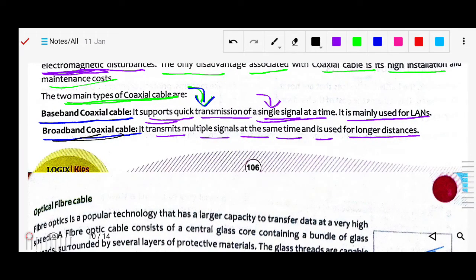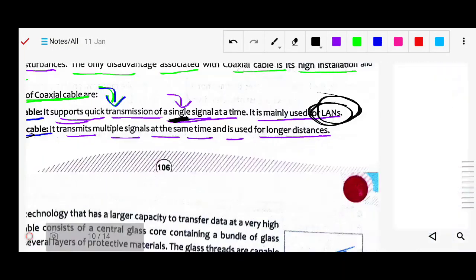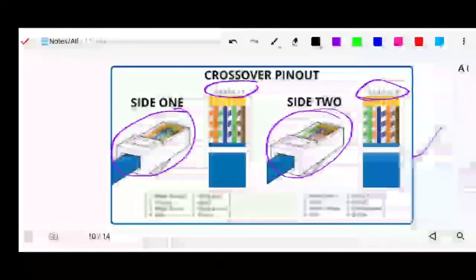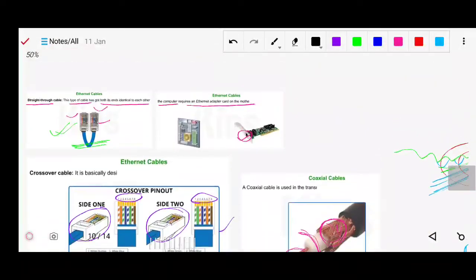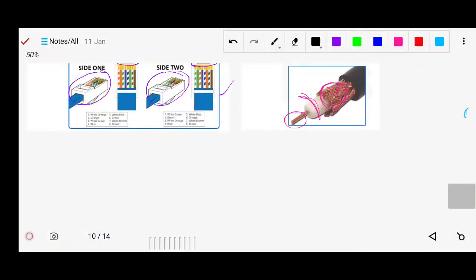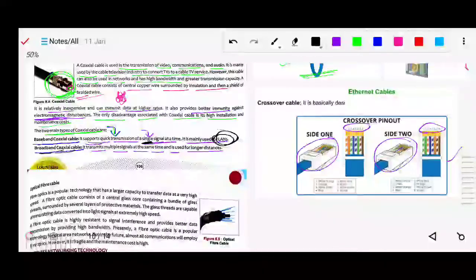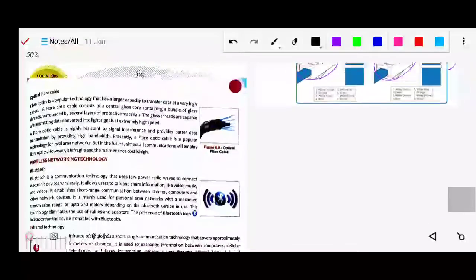So a baseband signal consists of only a single signal at a time, but in the case of broadband it is multiple. Where is baseband generally used? In LANs, local area networks. You can see some pictures here. As you have seen, this is the picture of coaxial cables and all. Now we will see the next part.